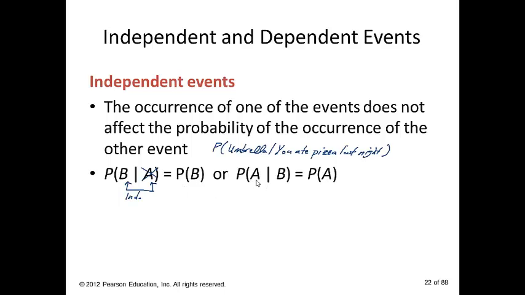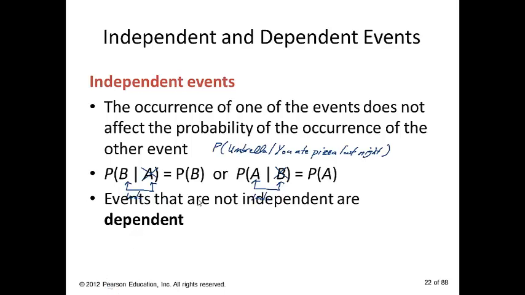And we can also see it this way. The probability of A given B, you see B has already occurred, but it's still equal to the probability of A, which means B had no effect on the probability of A. So these are also independent. The given doesn't change anything, basically. A as a given did not change the probability of getting B, and B as a given did not affect my probability of A. Events that are not independent are dependent.